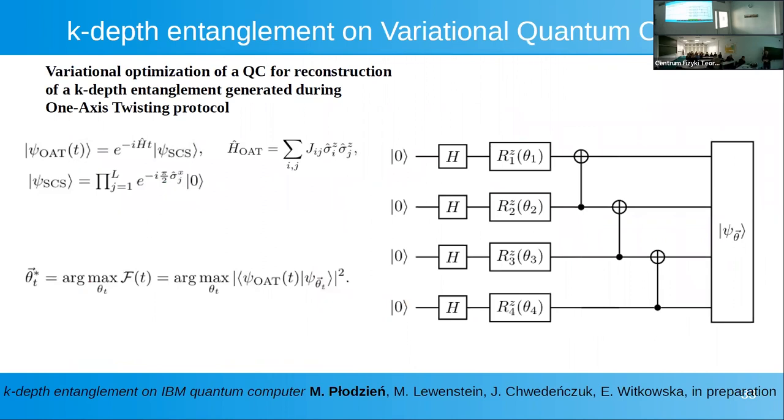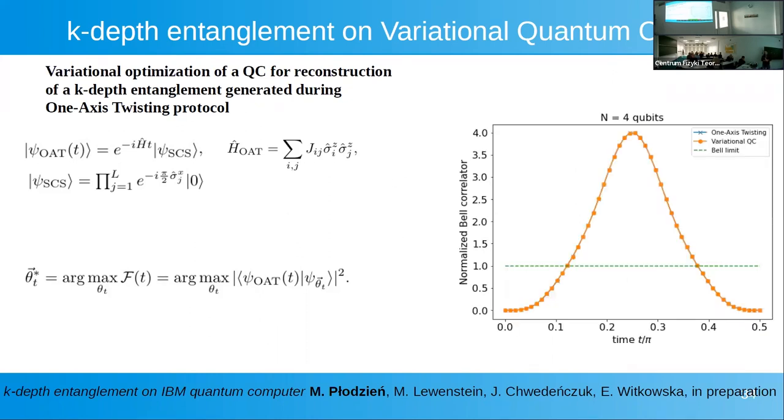And the question we ask is: can we generate, with a proposed quantum circuit, many-body entangled states in a similar fashion as the OAT protocol did for us? So what we have here is a simulation of the standard OAT procedure. And here, this is our ansatz for the many-body entangled state. At each time step of the OAT dynamics, we can find such a set of thetas that the fidelity between our target state and the proposed ansatz is maximal. And we ask the question: how correlated does this presented state look?